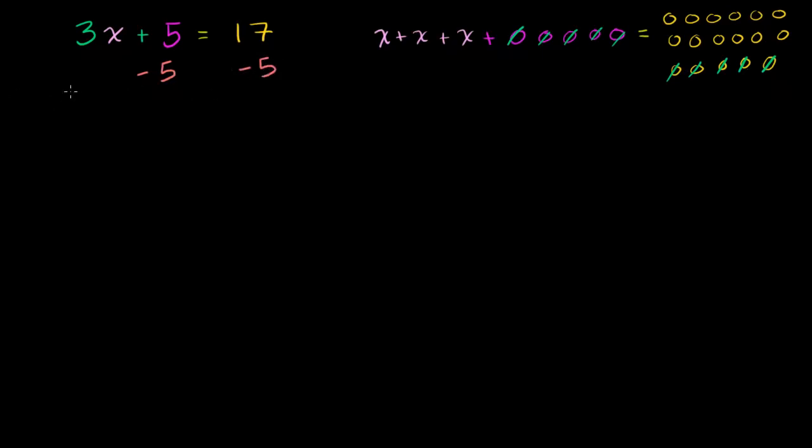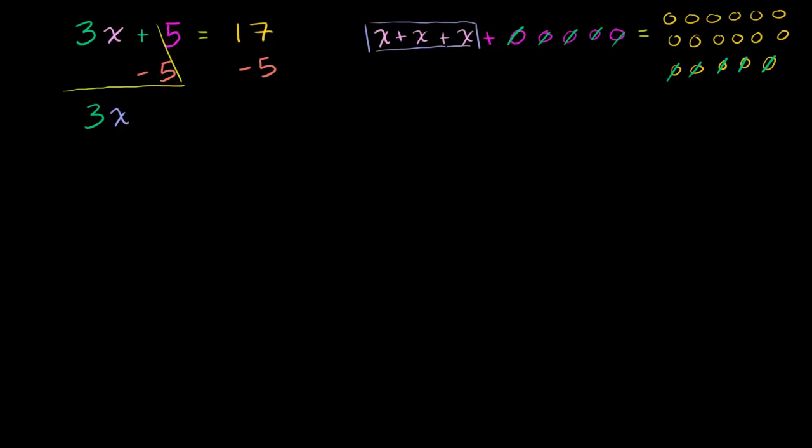Now, what does the left-hand side of the equation become? You have 5 minus 5. These cancel out. You're just left with the 3x. The 5 and the negative 5 canceled out. And you see that here. When you got rid of these 5 objects, we were just left with the 3x's. This right here is the 3x. And the whole reason why we subtracted 5 is because we wanted this 5 to go away.